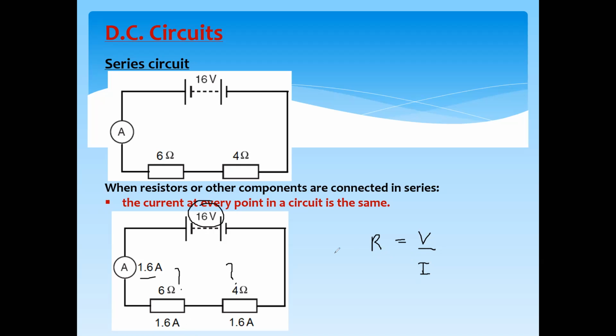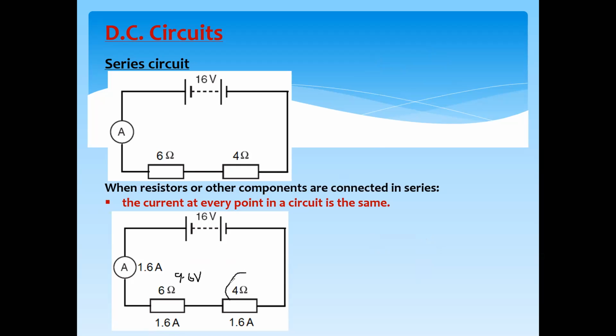So how can I find the voltage? We will use the formula V equals I R, R equals V over I. So the resistance of this specific part is 6 and the current is 1.6. So 6 multiplied by 1.6, what's the answer? 6 into 1.6 is equal to 9.6. So what does it mean? It means there will be 9.6 volts here out of 16.